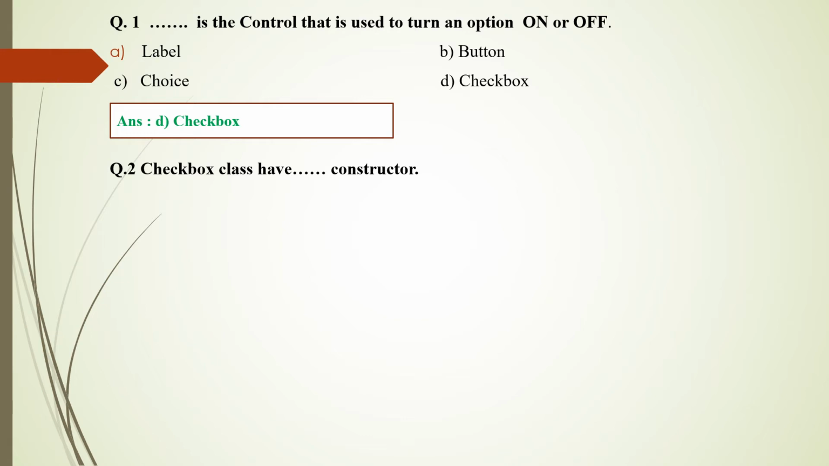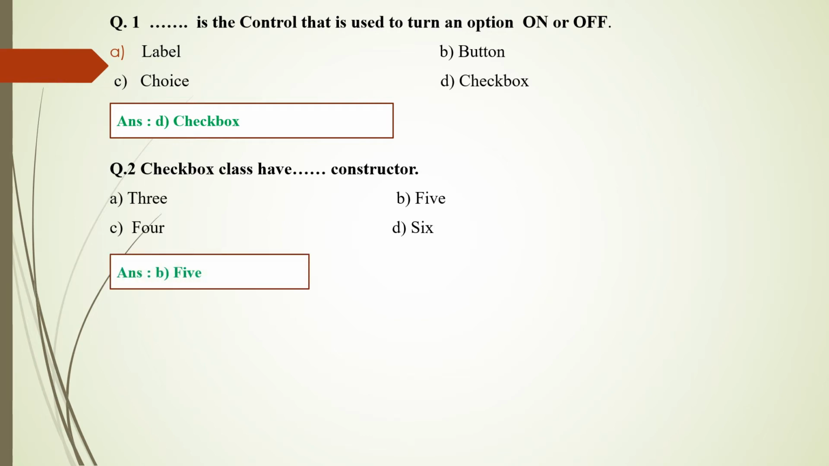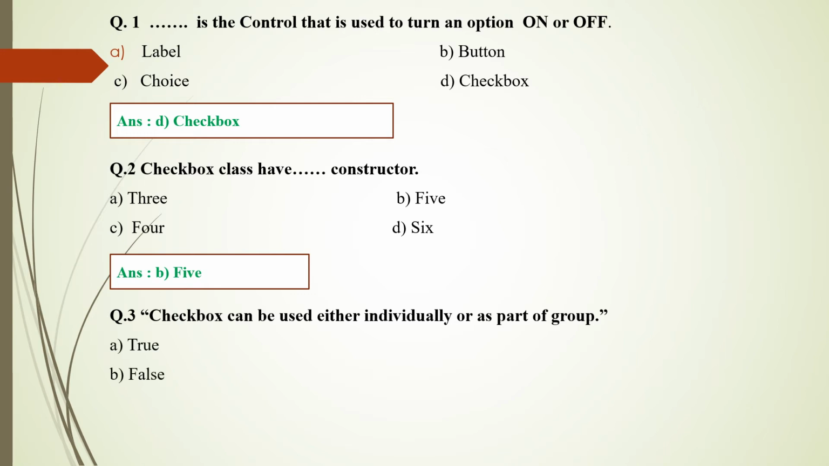Next question: the Checkbox class has dash dash constructors. Options are 3, 5, 4, 6. So the answer of this question is 5. The Checkbox class has 5 constructors. Next question: a checkbox can be used either individually or as a part of a group. The options are true or false. So the answer of this question is true. A checkbox can be used either individually or as a part of a group.